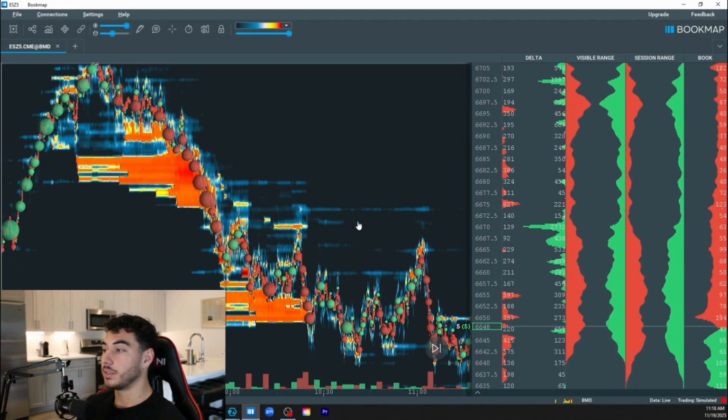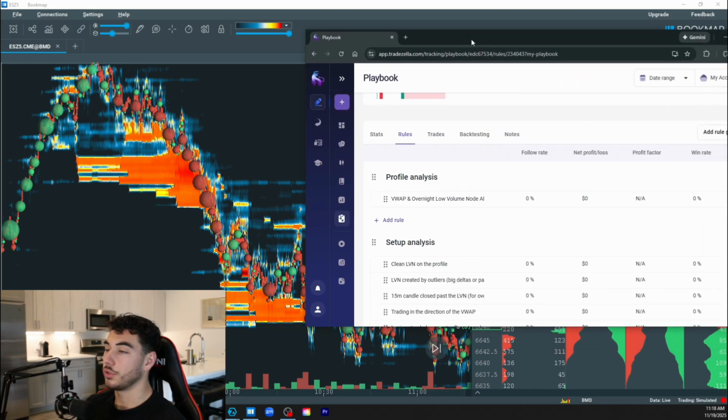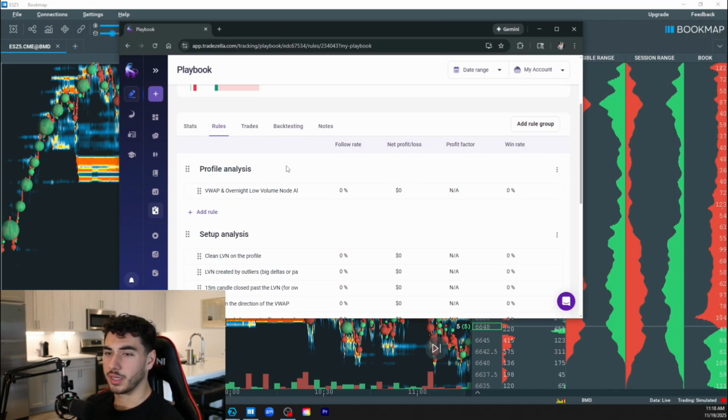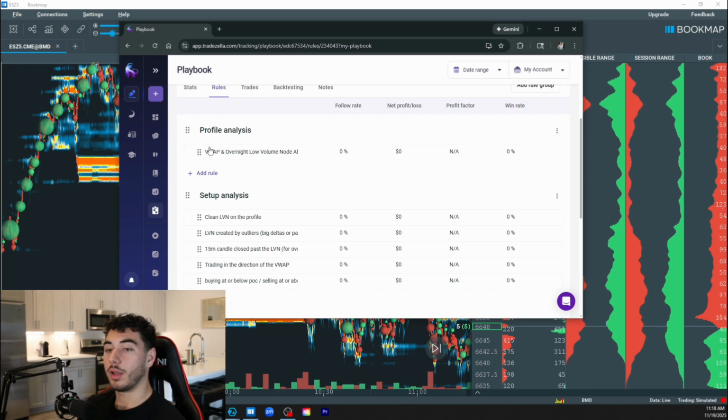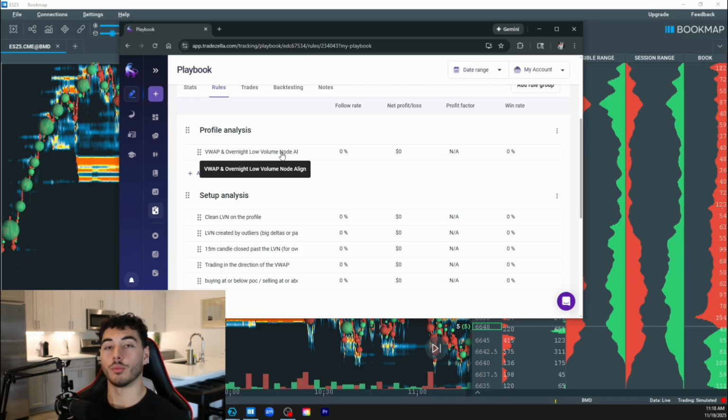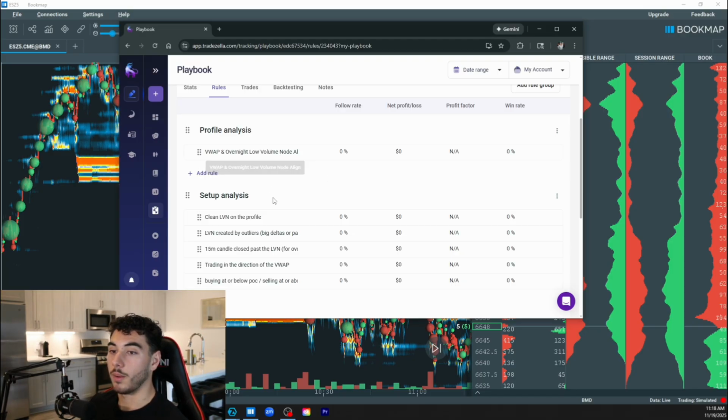What I typically do, and what I'll do actually, is show you my playbook. This is my playbook for my setup. Number one, the profile analysis. I like to use VWAP and I like to use overnight low volume nodes, and I want to see both of those things align. One of my rules is to trade only in the direction of the VWAP at the time. So when you see a selling low volume node aligning with VWAP also going down, that's great context for me. That's the first whole profile analysis that I will do of the volume profile.